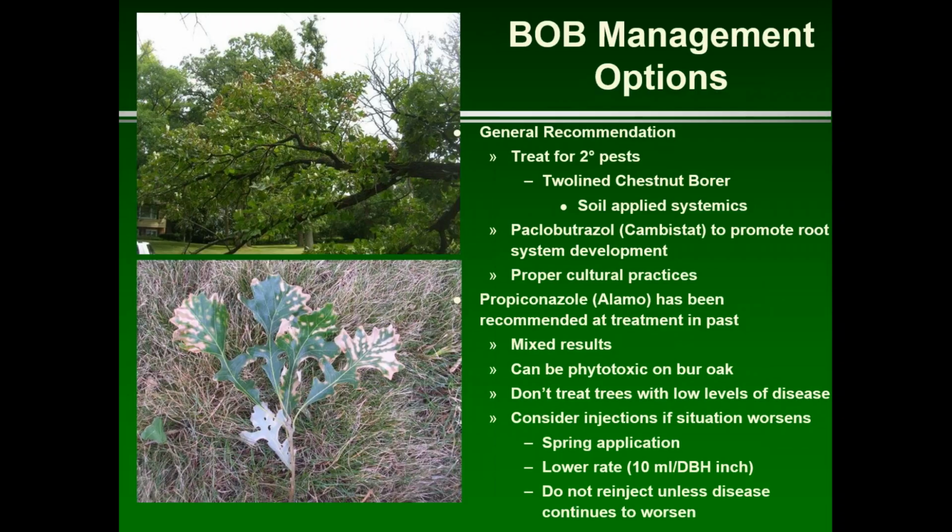If you would consider a trunk injection, the Alamo is injected typically by a macro infusion process. You would want to do a spring application. You would want to use a lower rate of propiconazole. Generally the 10 mil rate is recommended. Do realize you may see some phytotoxic reaction in the tree even at that 10 mil rate. And then they suggest do not re-inject unless the disease continues to worsen.